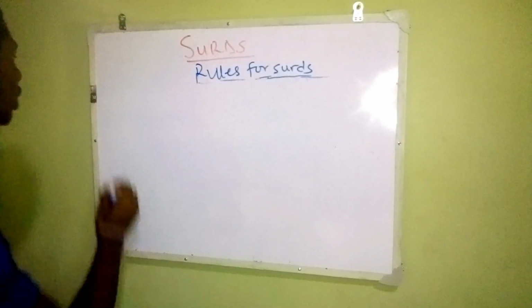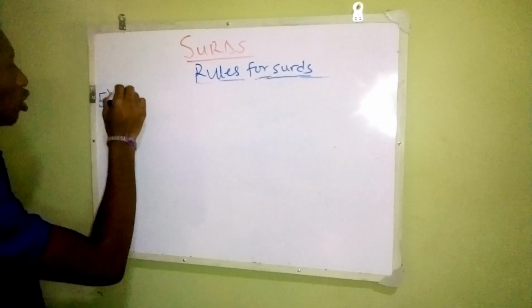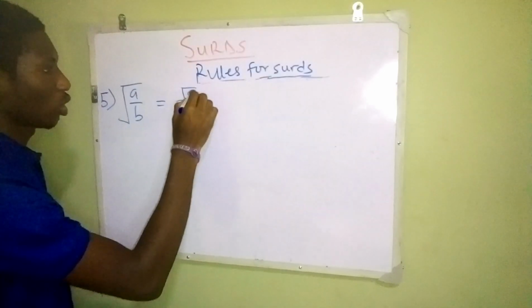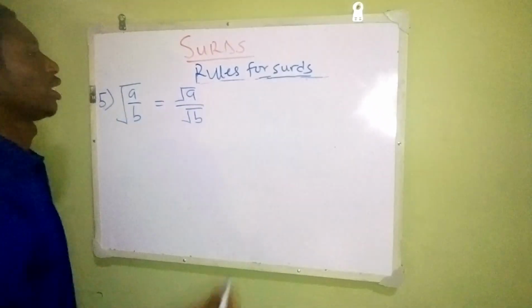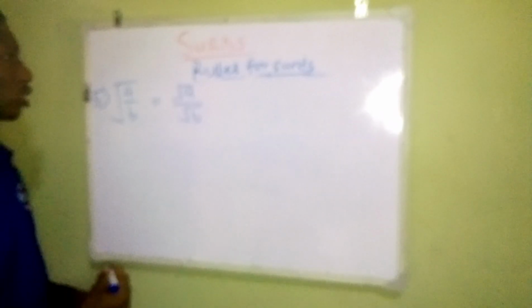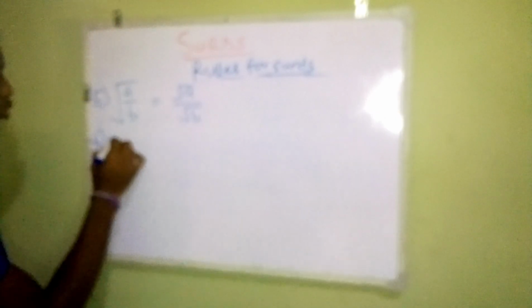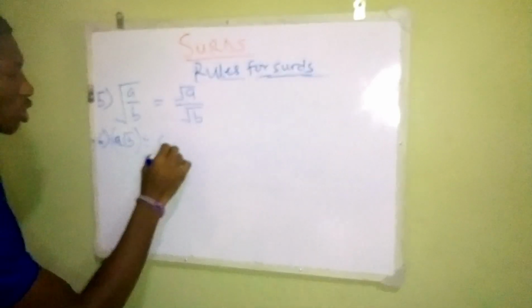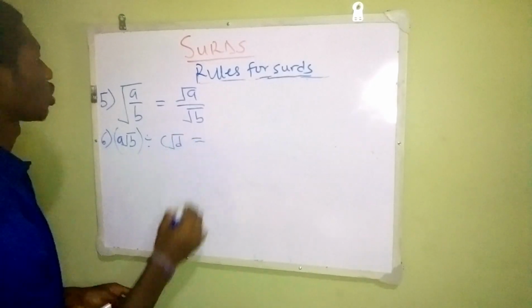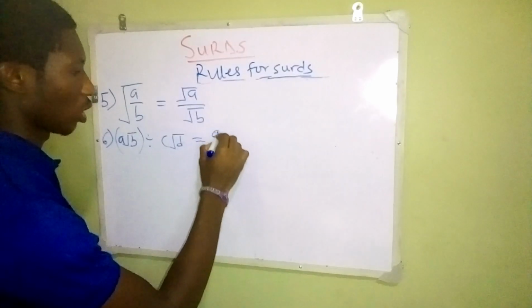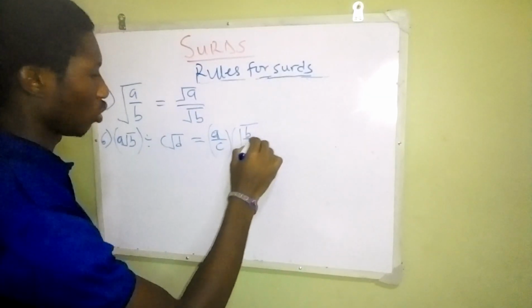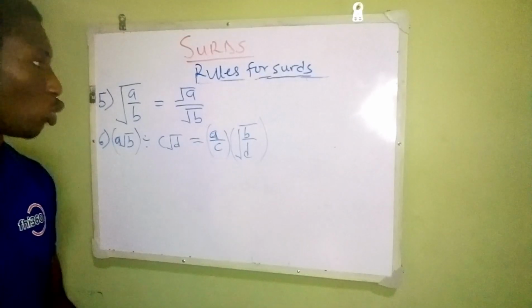The fifth rule states that if I have square root of a over b, it is equal to square root of a over square root of b, and this is your division rule. Now let's look at the sixth rule before we look at examples concerning this rule. If I have a square root of b divided by c square root of d, this rule states that it equals a over c, square root of b over d. And this is what this rule basically states.